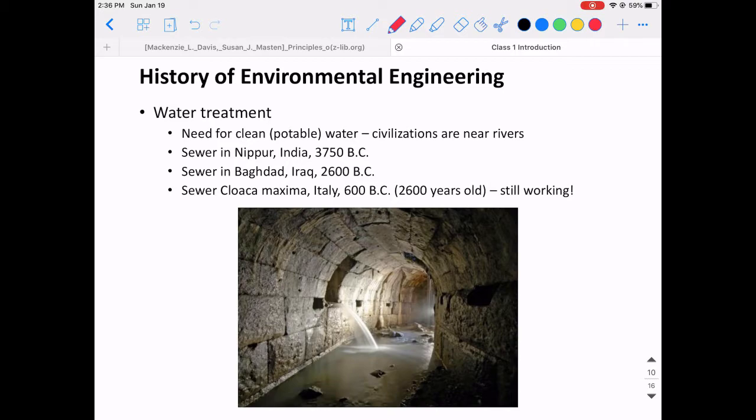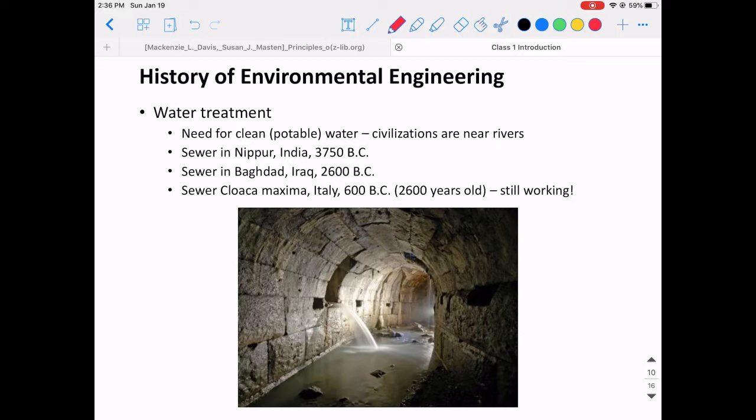Because they can directly make use of that unsalted water that's coming either from the mountain or from other lakes or from other resources. Because to sustain ourselves, we have to be able to access these clean waters. So people actually discovered that in Nepal, India, there was a sewer system already in 3750 BC, which means that it's almost 6,000 years ago.